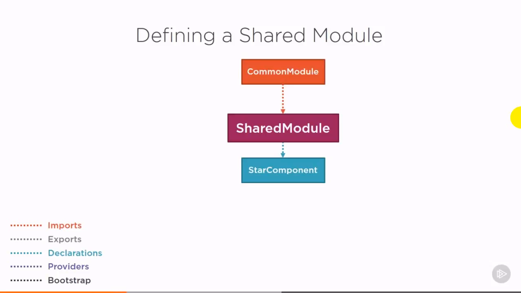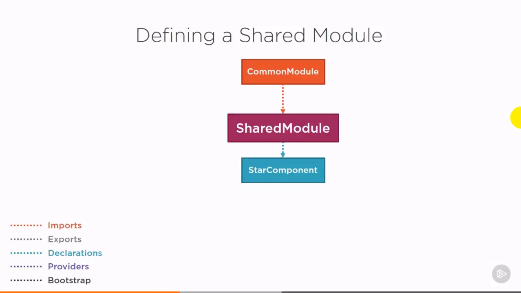In this example, we import the common module because our star component may need it. We don't import Forms module because we don't need it here. If our star component did use two-way binding, or we added another component here that did, we'd need to import Forms module as well. We then need to export everything that we want to share.